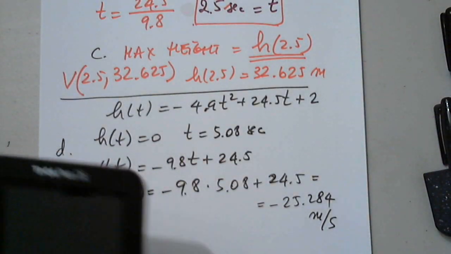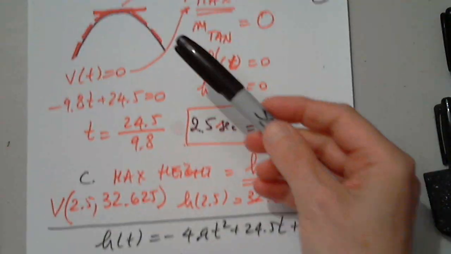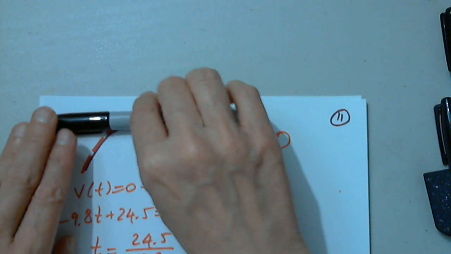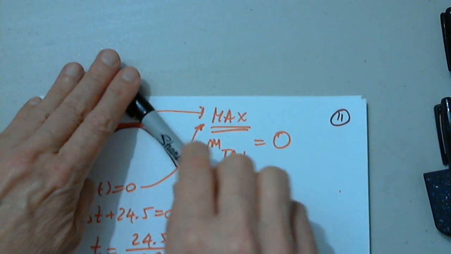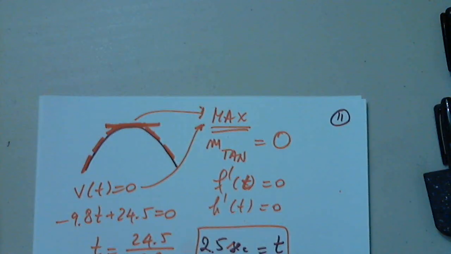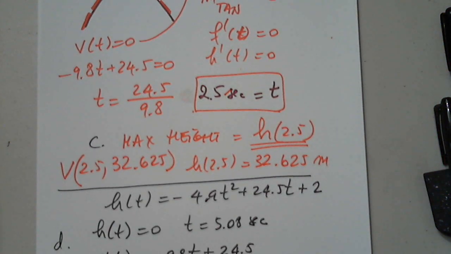Remember, the negative sign only says it's coming back. It's not going up. It's on its way back. The slope here, the velocity here is positive. The velocity here is 0, but the velocity here is negative. The slope of the tangent line is the velocity. So it will be negative there. Any questions?